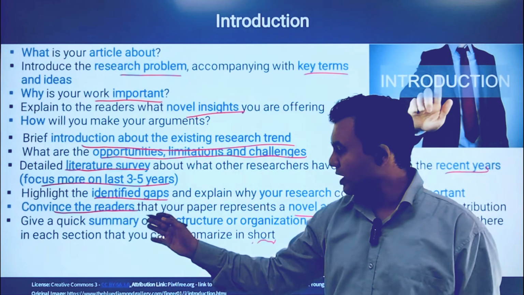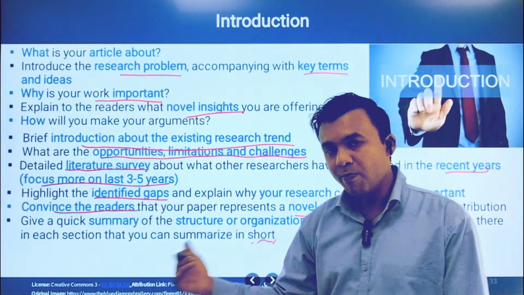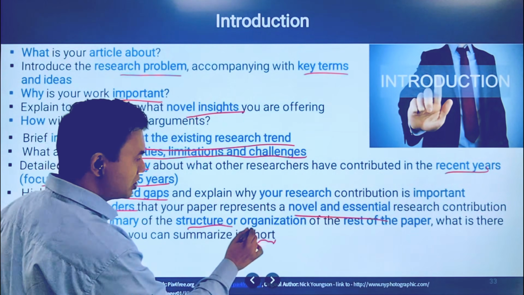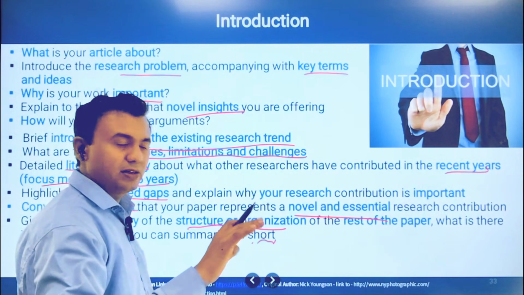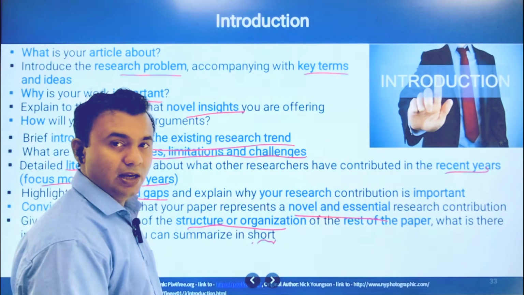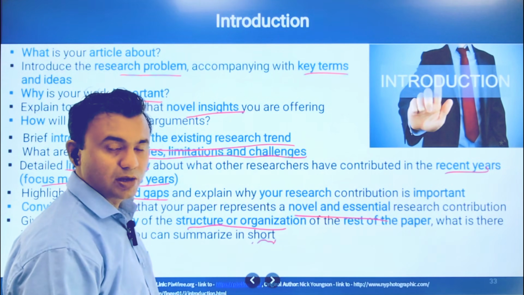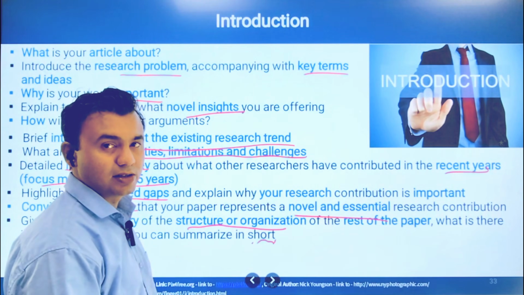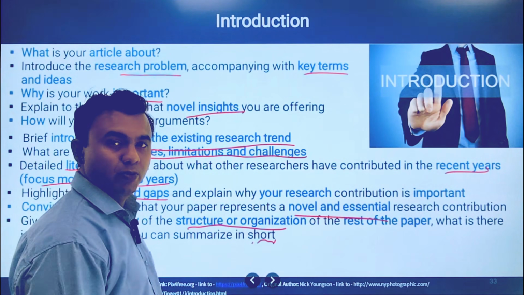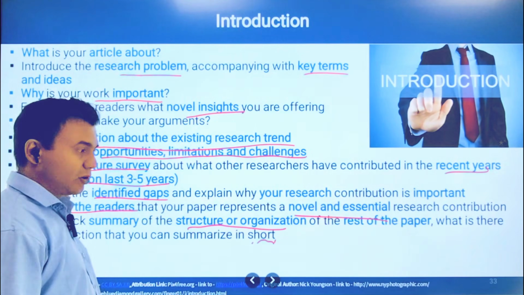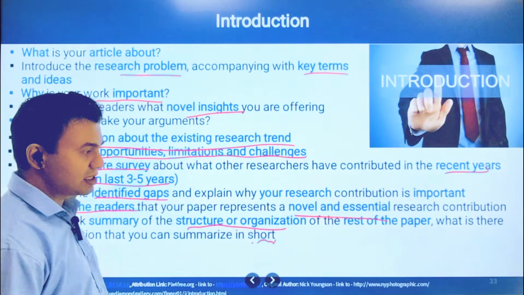And give a quick summary about the organization of the paper, that is, what comes next. Generally at the end of the introduction it says section 2 is the literature, section 3 presents the methodologies, section 4 presents the simulations and results or experimental results, section 5 provides the conclusion and future scope, section 6 acknowledgement, section 7 references, and close the article.